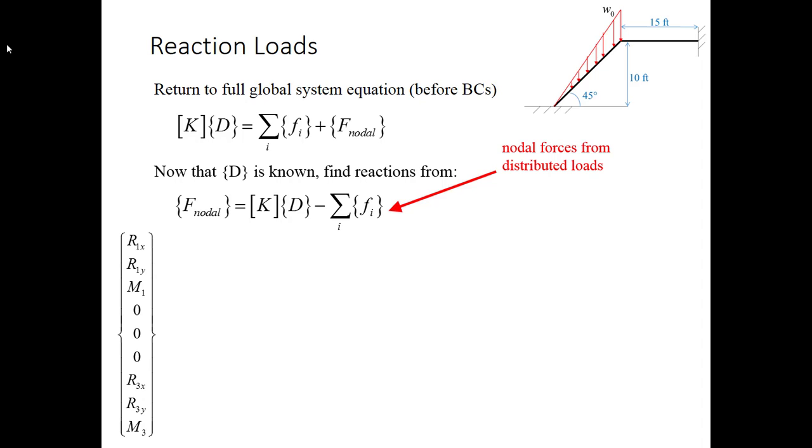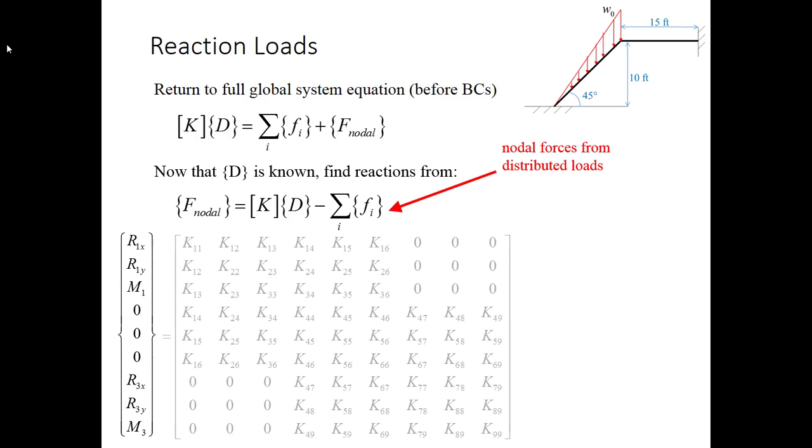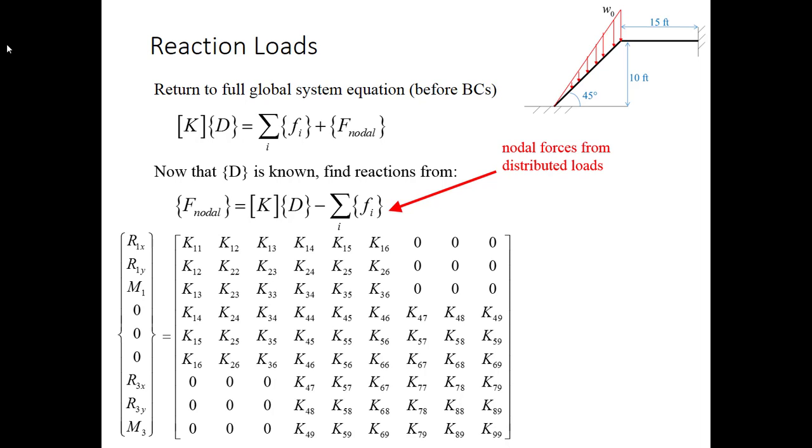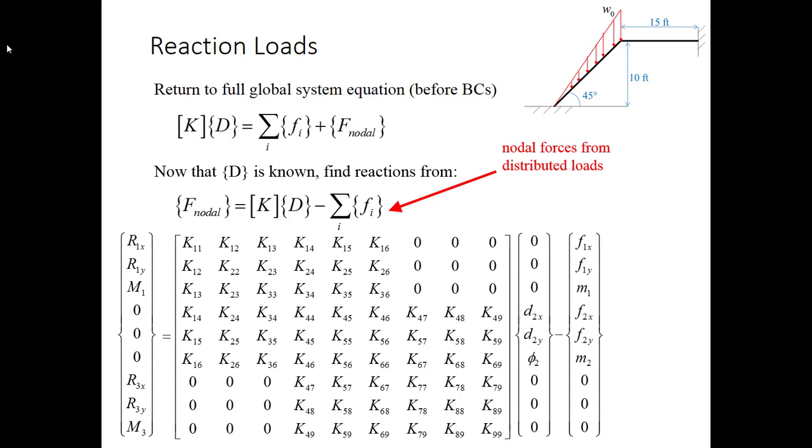So I'm looking for just the reaction loads, and that's going to be equal to some big K matrix that I have not yet written out because it just ended up being too messy. And it's going to be multiplied by the degree of freedom vector, where 6 of the 9 terms are 0, but the middle 3 we now know, we've solved for those. And we're then going to subtract out the nodal forces that came from the distributed loads, and I've listed those here. These are the ones for element 1, because that's the only element that had the distributed load applied.